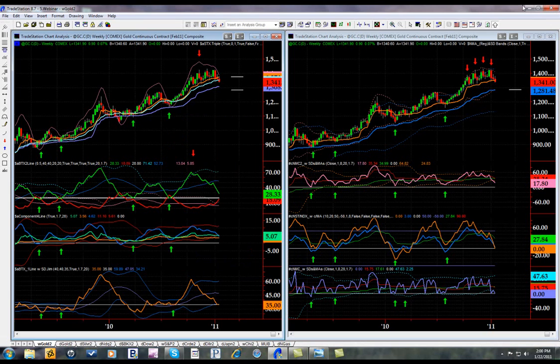Here we are looking at a weekly chart of gold, and let's just review briefly the different indicators we're looking at here. Up here at the top is the triple STX, the regular STX in light blue here, the fast STX in orange, and the slow STX in purple. And down here we have the BTX2 line.